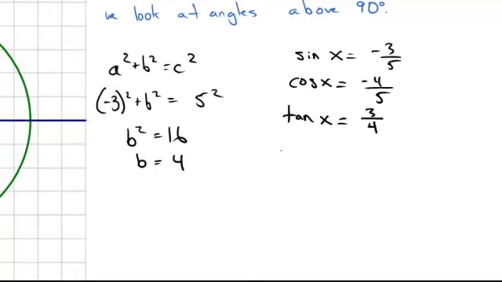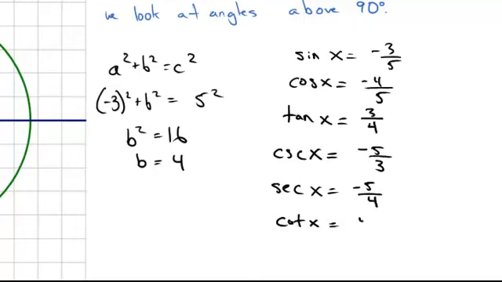Now let's do the other ones. Cosecant x is 1 over sine x, so that's negative 5/3. Secant x is 1 over cosine x, so that's negative 5/4. And cotangent x is 1 over tangent x, so that's 4/3. And that's all there is to it, all 6 values of the angle x. Those are the unique values that attach to the angle. Let's take a look at a second example.